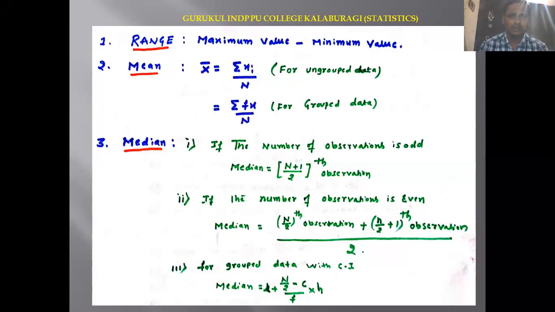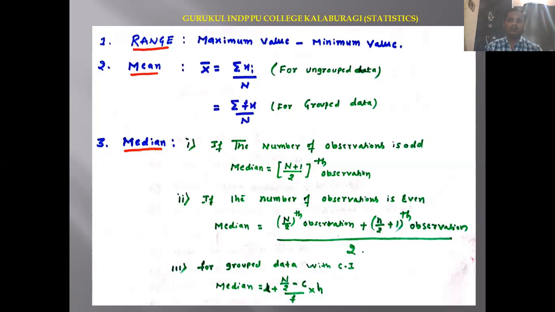So now we start with the first fundamental, called range. How to find the range when a set of ungrouped data is given? To find the range of that ungrouped data, we need to find the maximum and minimum values of that data. If we take the difference of the maximum value and the minimum value, that gives the range of the data.